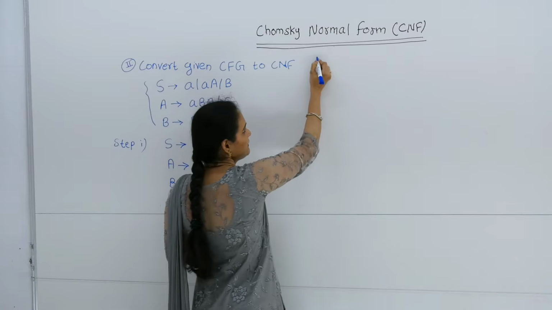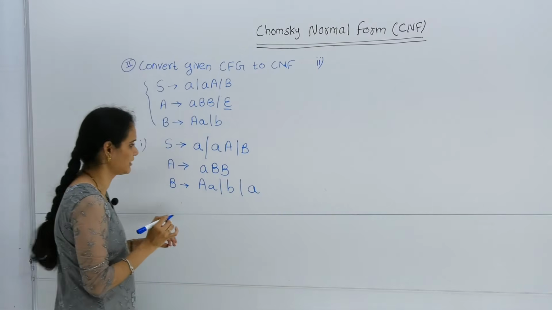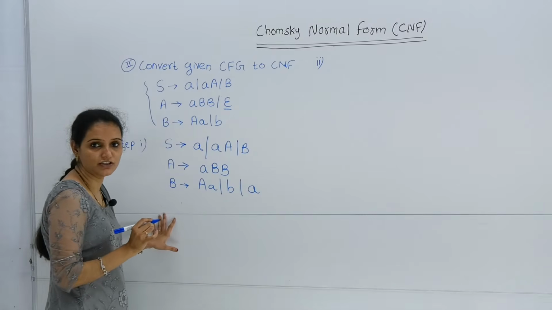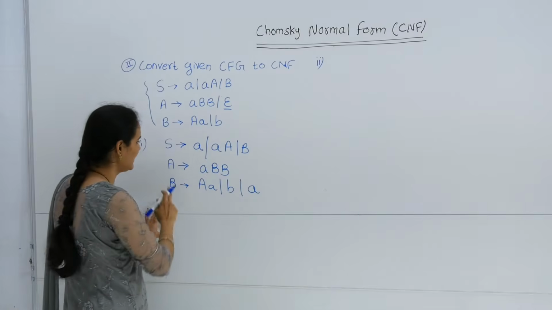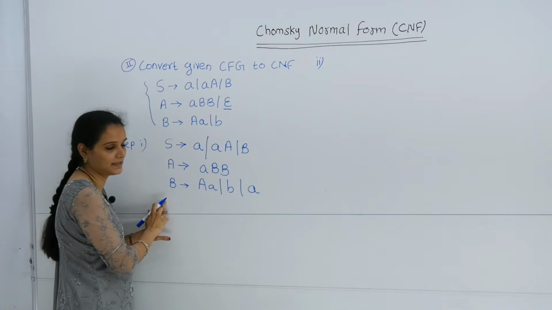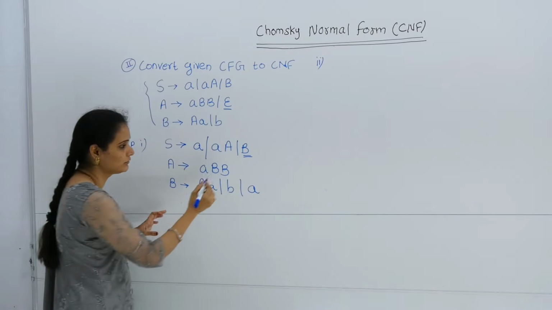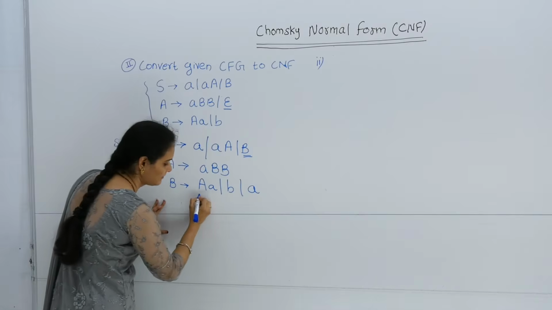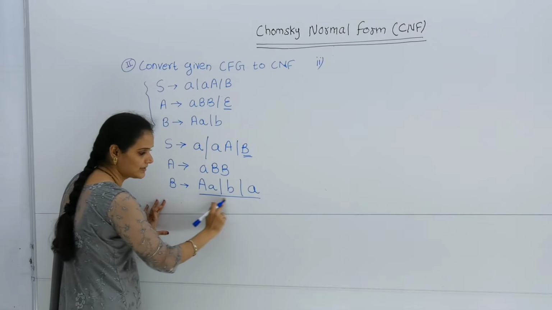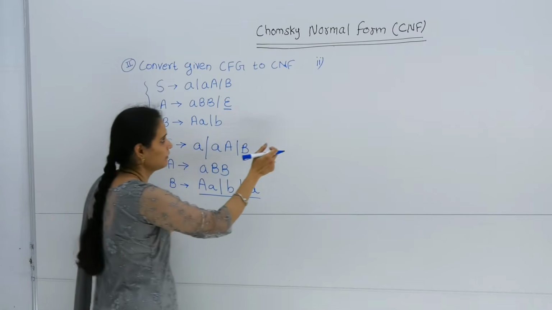Then what is our second step, students? Here, removal of the unit production. So what is a unit production? Unit means a single non-terminal. So try to find where a single non-terminal is present. So here a single non-terminal is present. So all that B part we are going to replace, because B produces these 3 productions which we are going to add at that particular place.